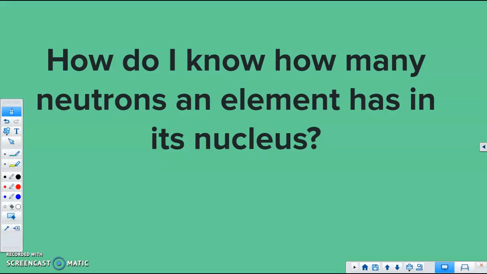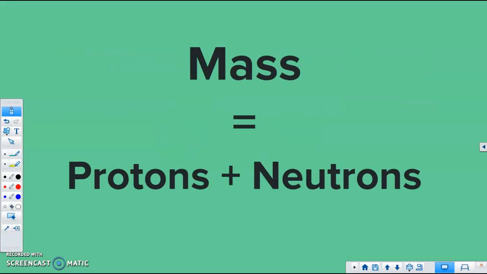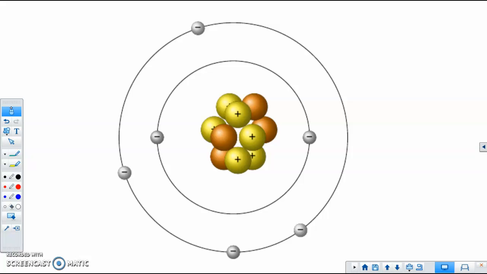All right, so how do I know how many neutrons an element has in its nucleus? So the neutrons are going to be a little bit trickier than the protons. We kind of went over this before, but let's just recap this. The mass of an element. So remember the mass or the atomic weight, whatever you want to call it, the bigger number in the box on the periodic table. That number is the number of protons plus the number of neutrons.